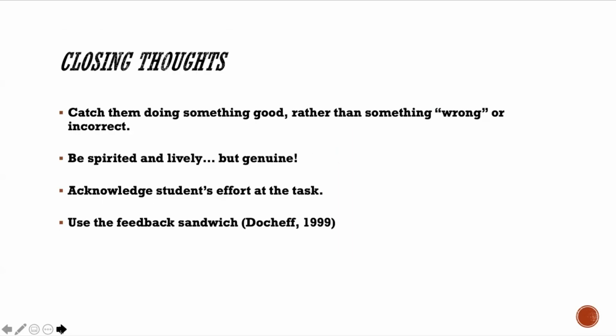All right, to close out this first part of the lecture, what have we learned? 1, make sure you're catching your athletes doing something good rather than always looking for something wrong or incorrect. Be spirited and lively, but genuine. Make sure that when you're positive, all of that is genuine. Athletes, as you all know, can tell when it's fake. So make sure you are being genuine about what you have to say. Acknowledge students' effort at the task. So again, rewarding effort and rewarding just improvements for certain behaviors and skills.